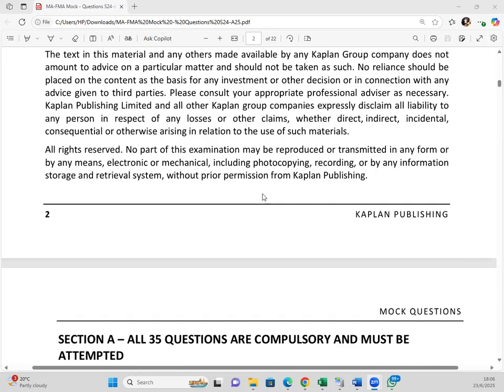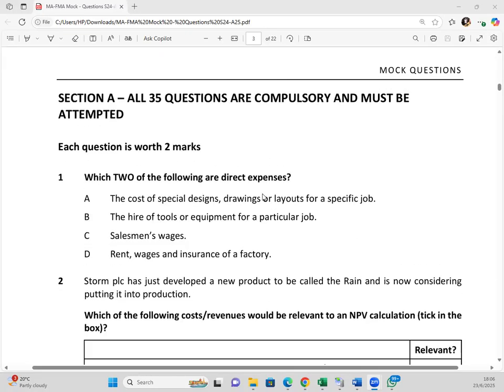I'm sure regarding the structure and whatnot, you are now familiar with all that, so let's not waste time on that. Let's look at the first question. Which two of the following are direct expenses?